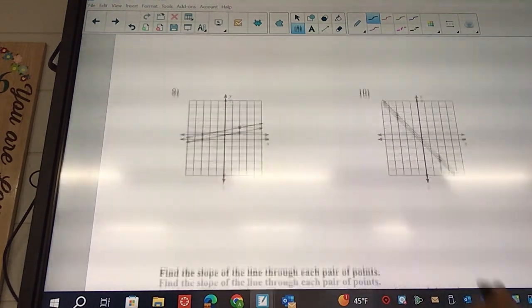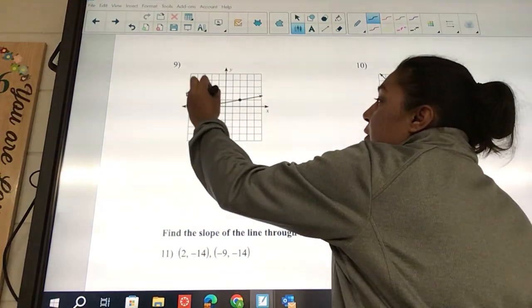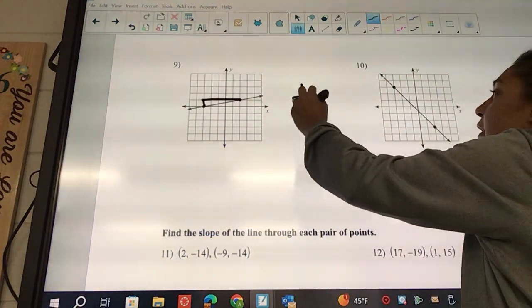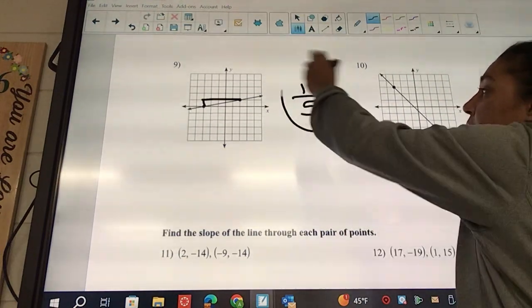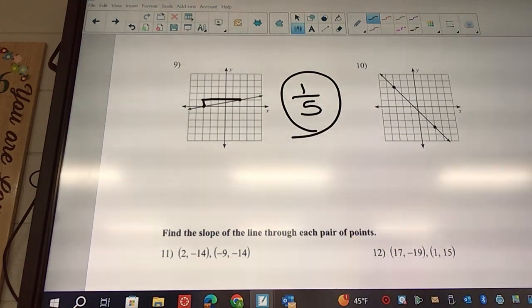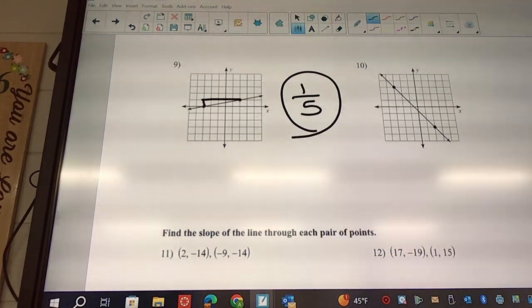Number 9. How much do you rise? How much do you run? 1 over 5. Is that positive or negative? Positive. Okay, so that's how we find slope on a graph, okay?